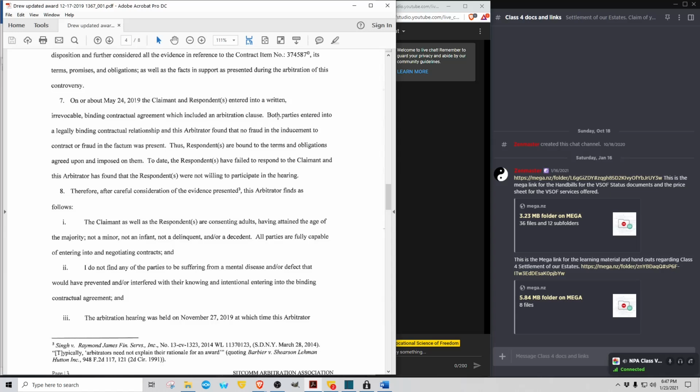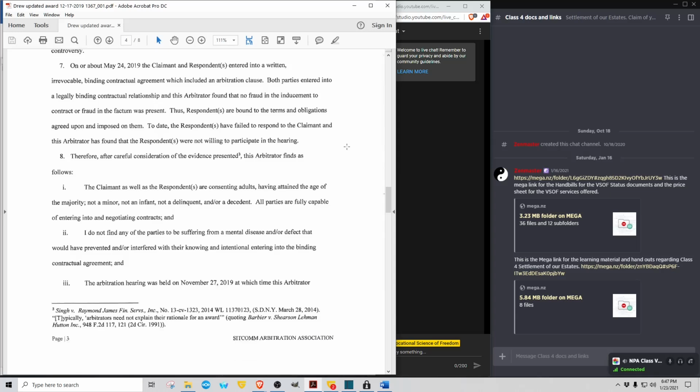You know what a lot of people have been trying to do? They've been trying to put people into contracts and saying, oh, you bind them to them, whatever, and the arbitrators will be like, there was an arbitration clause. There was no contract. Guess what? There's a definite contract with the Vocational Science of Freedom Status Docs. They are under the bus, and that's your proof right there. Thus, respondents are bound to the terms and obligations agreed upon and imposed on them.